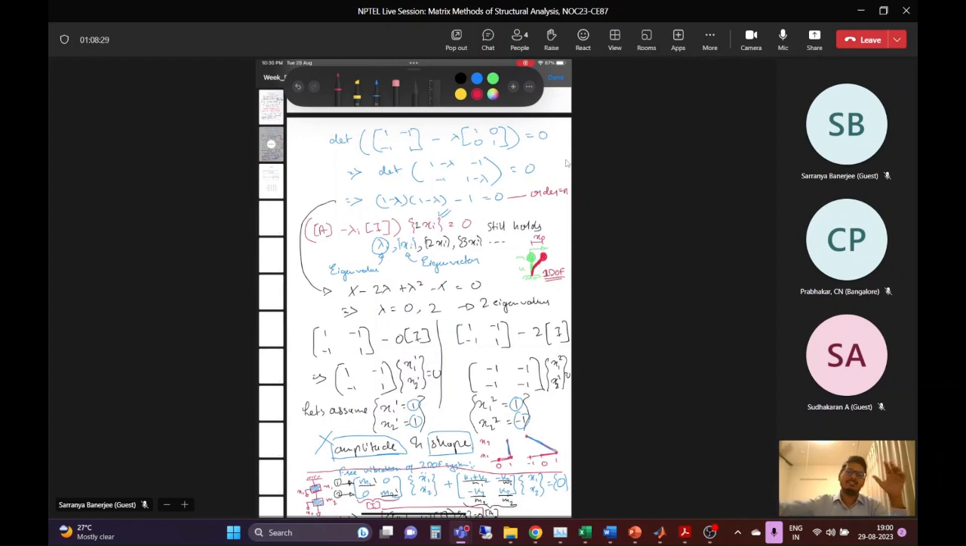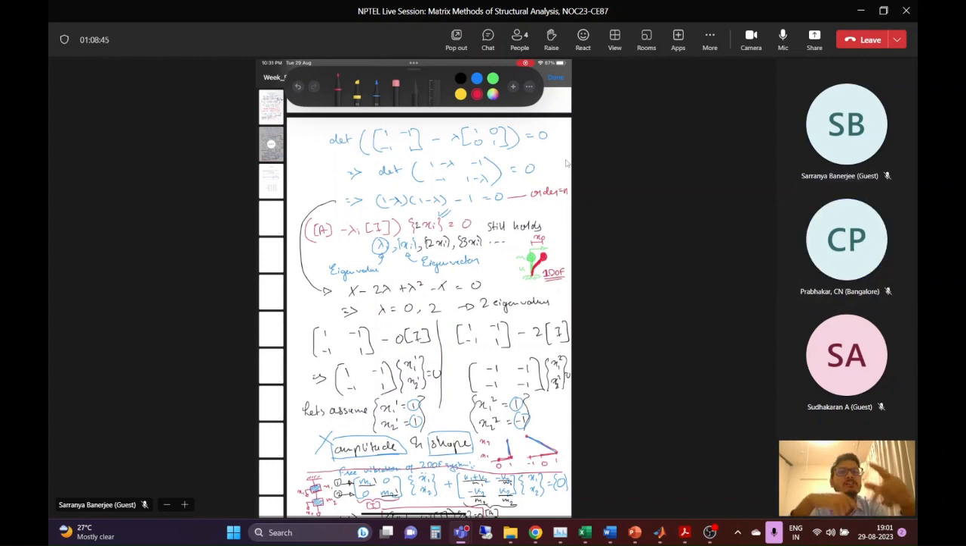Are we clear with this? If it is damped vibration, it is not the same, but let's forget about damped for the time. For free vibration, for different amplitude, the frequency will be the same.